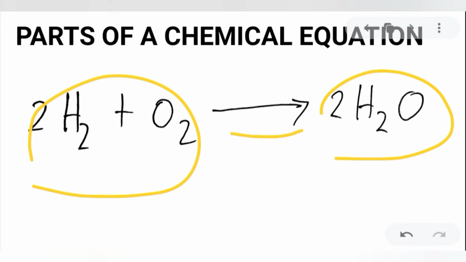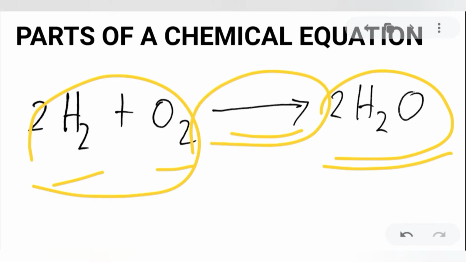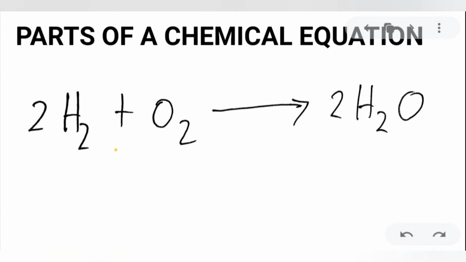For example, 2 moles of hydrogen gas plus an oxygen gas will yield 2 moles of water, or 2 pieces of water, such as that. So this one is read as yields, produces, or forms, since that is a forward arrow. Then we also have here the plus signs, which separate the formulas of the reactants or products if there are more than one reactants or products.